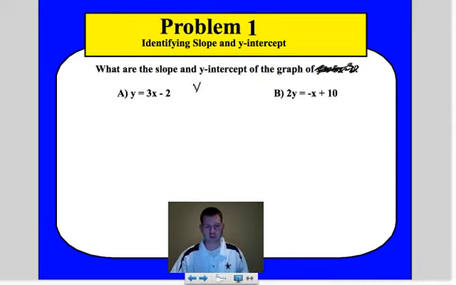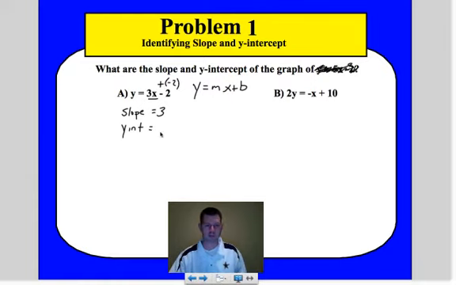So again, let's write this up. y equals mx plus b. We want to keep that in mind. Now m is real easy. Our slope is always in front of the x, as long as it's 1y equals. So our slope is 3. Our y-intercept has to be plus b. So we have to change this to plus the -2. We just change that to plus the -2, which means our y-intercept is -2.